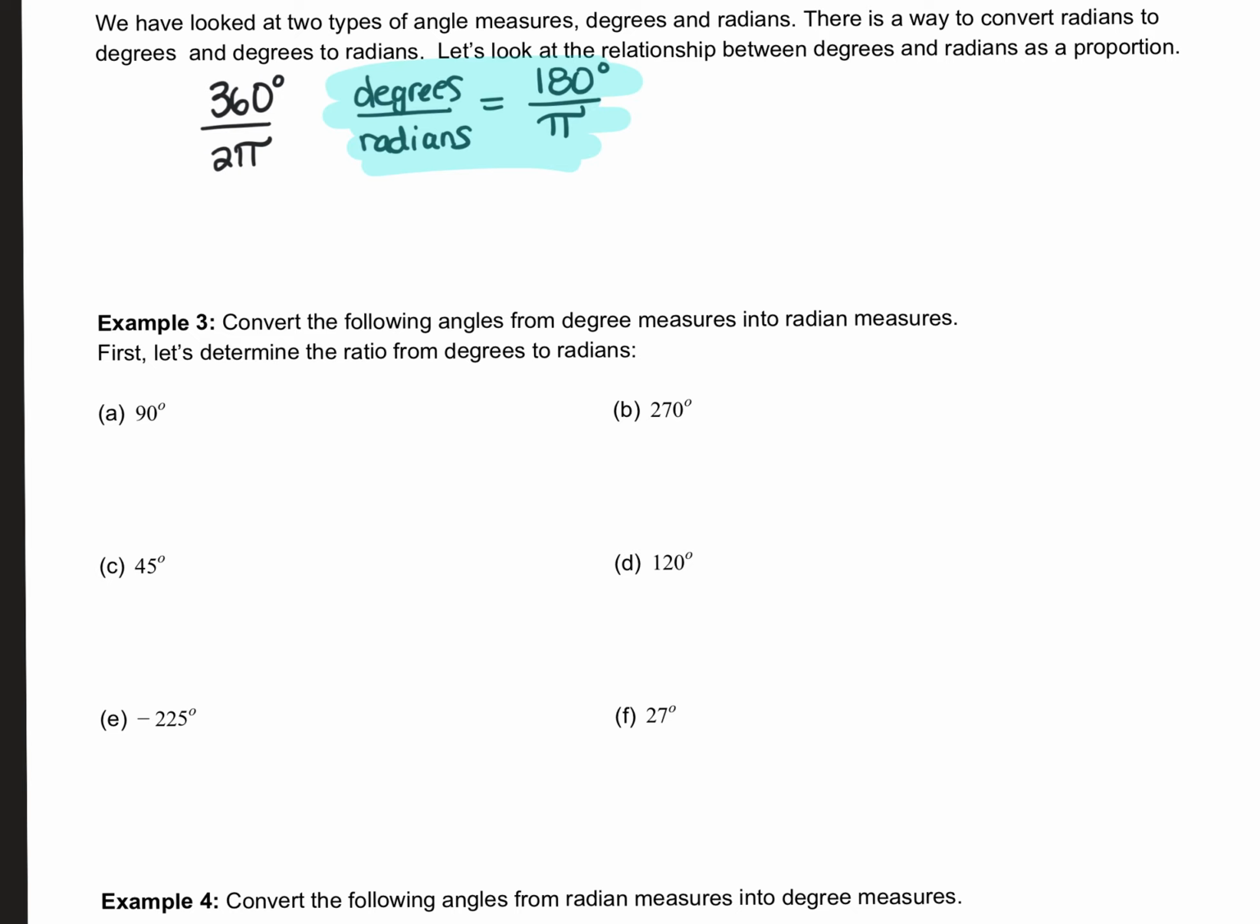I'm going to set up a proportion that has degrees over radians. So let me just use what I have above here. I have degrees over radians equals 180 over pi. So I'm going to start with the 180 over pi.